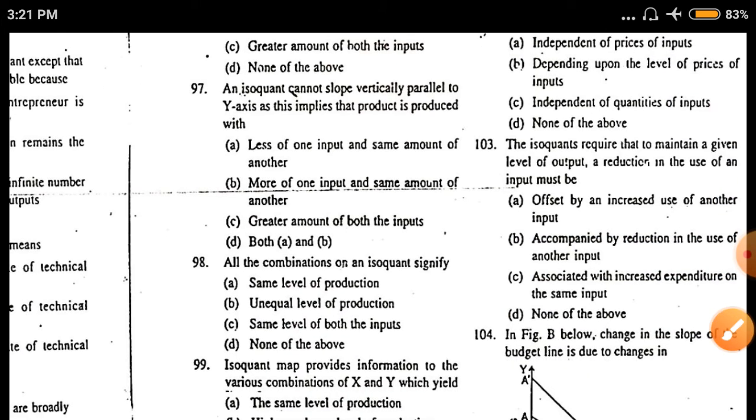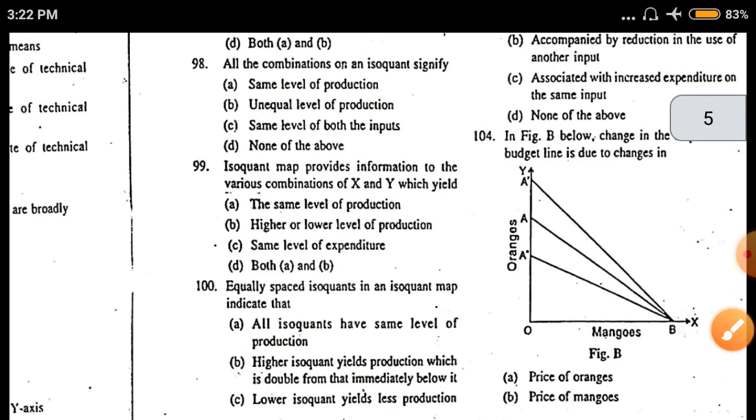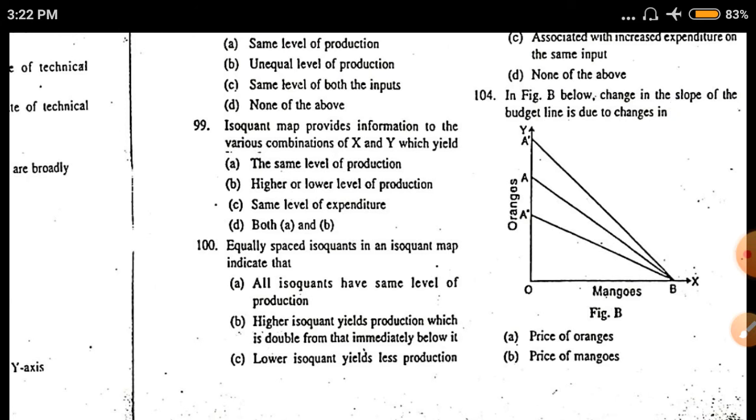The isoquant requires that to maintain a given level of output, a reduction in the use of an input must be offset by an increase in the use of another input. Option A. Question number 104. In the figure below, change in the slope of budget line is due to change in prices of oranges. Option A.